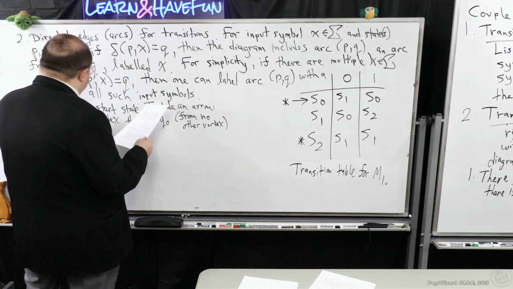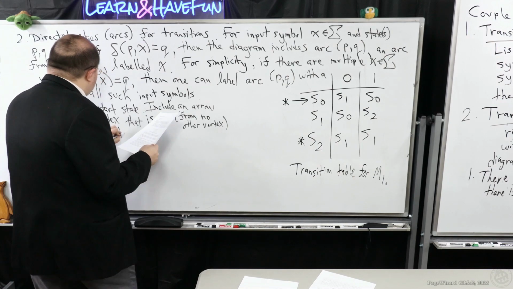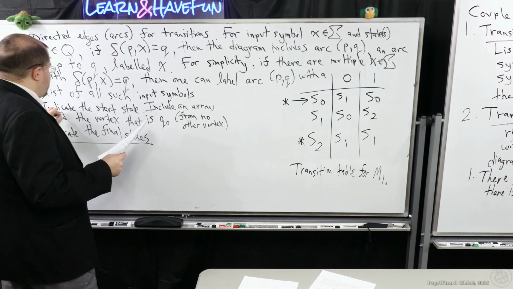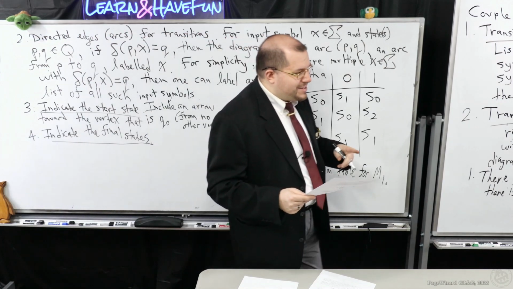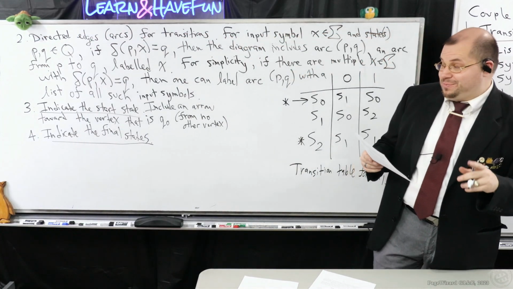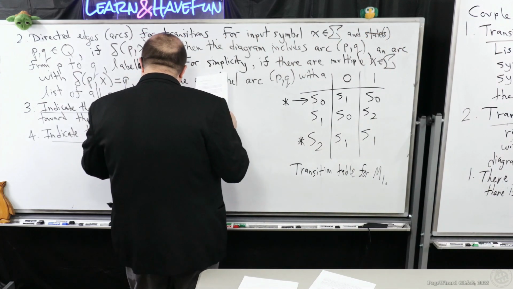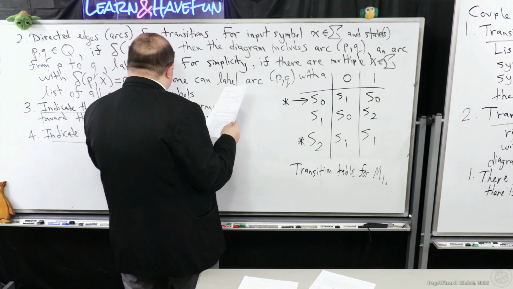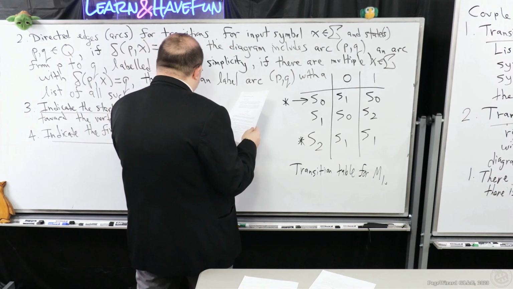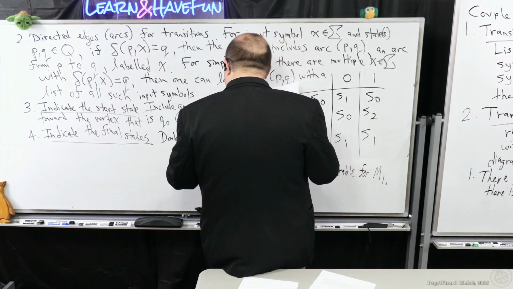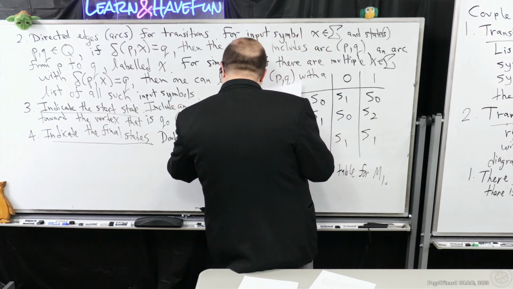So we've got to indicate the final states. So don't forget to indicate the start state and indicate the final states. Just please don't forget about those. What you do, the common convention here, is you double circle all final states.